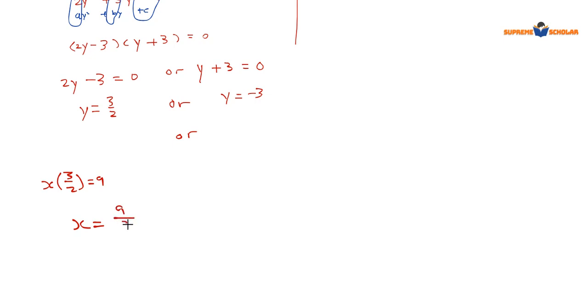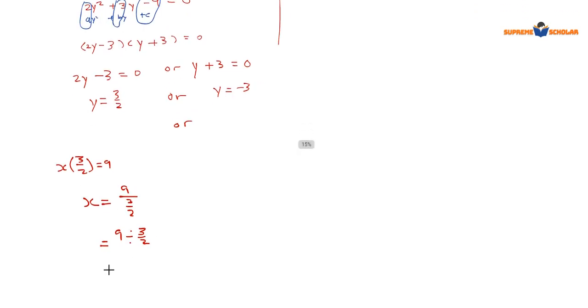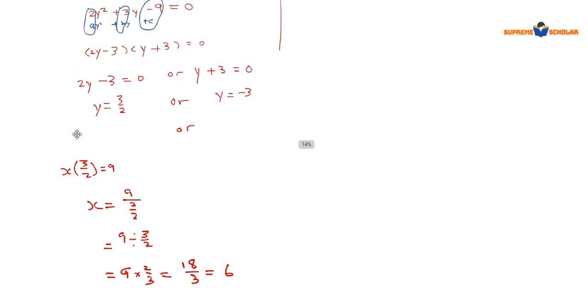9 divided by 3 over 2, and this is also something that we can elaborate on a bit. I'll just do it for the sake of you guys who might not necessarily see this immediately. That's the same as 9 multiplied by 2 over 3, which is the same as 9 times 2, which is 18 over 3, which is equal to 6. You could just put that in your calculator. You don't have to do all of these steps, but I'm just showing you that x will equal 6 when y is equal to 3 over 2.